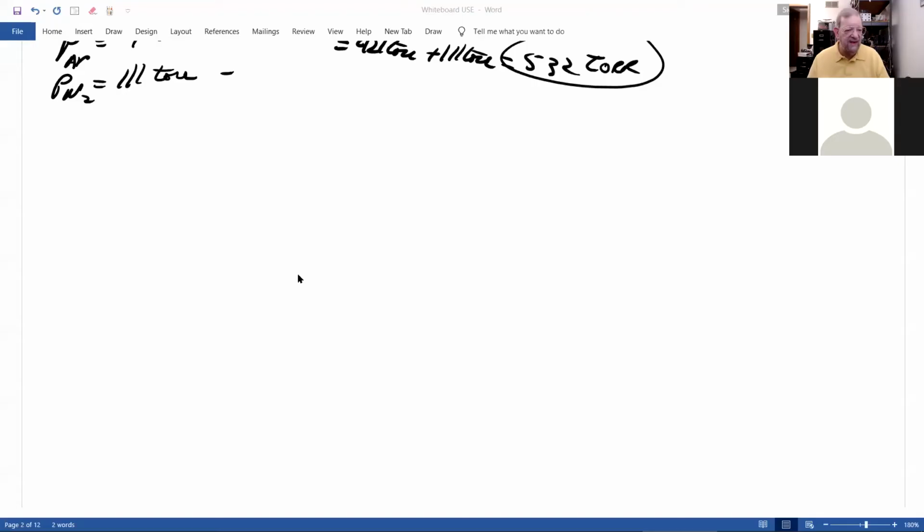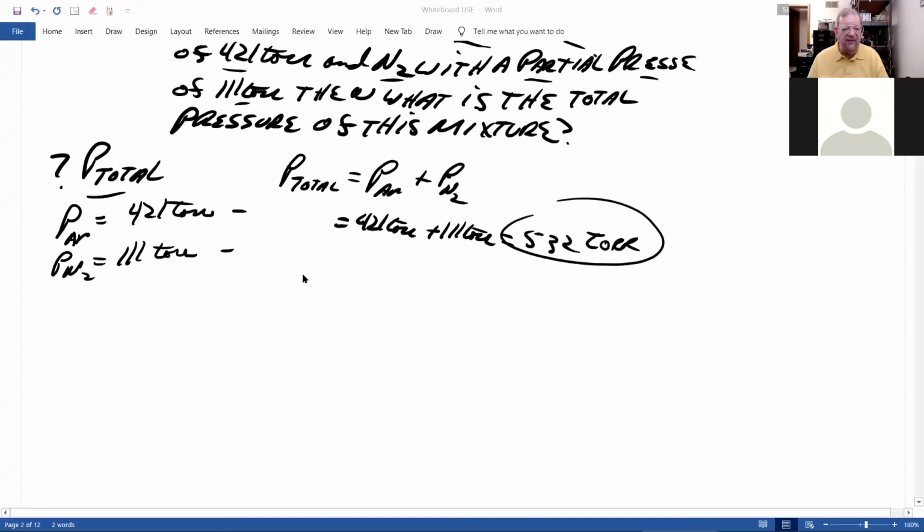But anyways, let's do another Dalton's Law problem, and then we'll do a PV equal nRT problem. And remember, Dalton's Law is the total pressure of a mixture of gases is the sum of the partial pressures. So let me give you one.